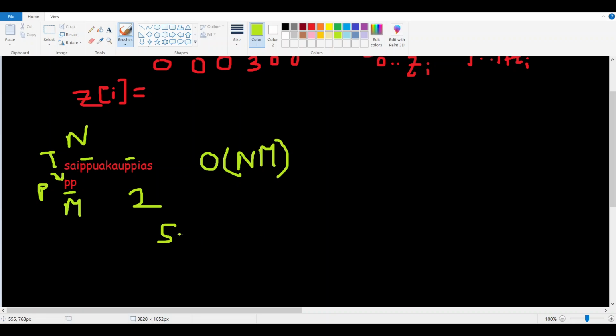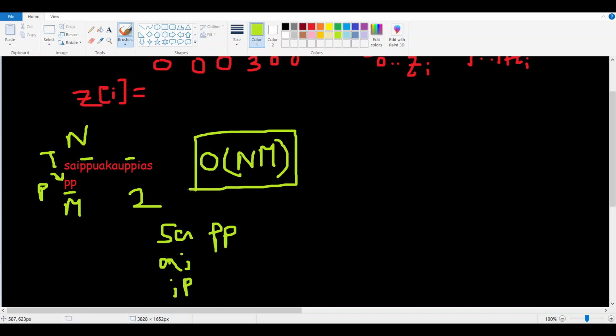The first substring is SA, so we'll try to match SA with PP. Similarly, we'll do it for AI, and for IP, and for PP, like that. We'll take every substring of length 2 and compare it with the given pattern, so we'll get the desired answer. But the overall time complexity will be order of n into m.